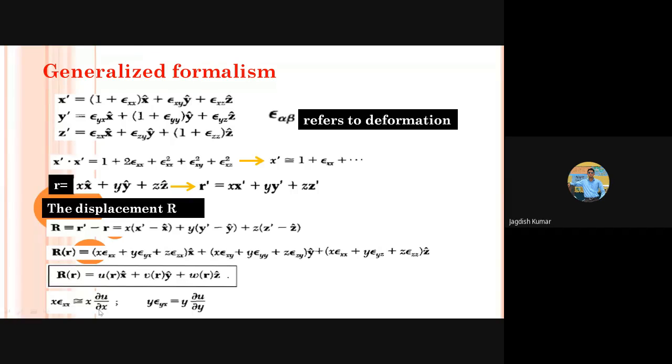So del u over del x will be nothing but related to exx, or the term x into del u over del x is related to x into exx. Why is this x sitting here? This comes from the Taylor series. Suppose we are expanding this function around, say, r equal to 0. So r equal to 0 means small x 0, small y 0, z 0, because x, y, z are coordinates of the point. If that point is the origin or reference point, then we say x 0, y 0, z 0 is the reference point or origin.